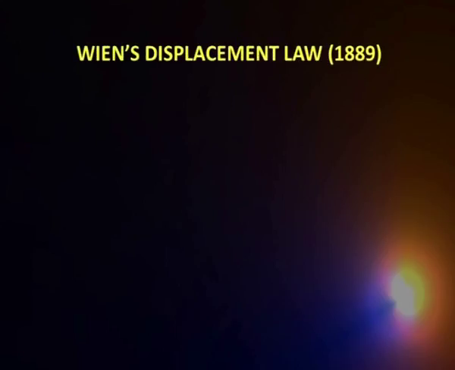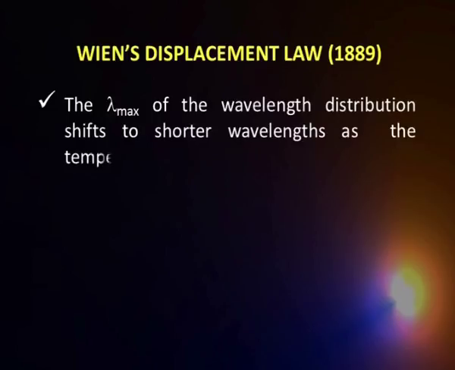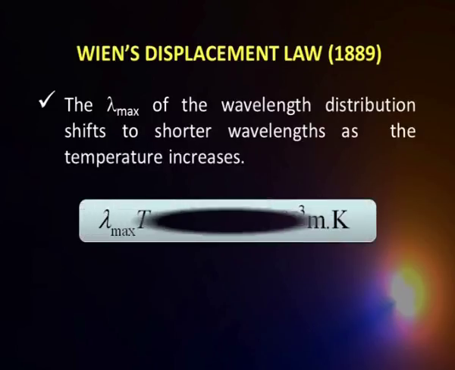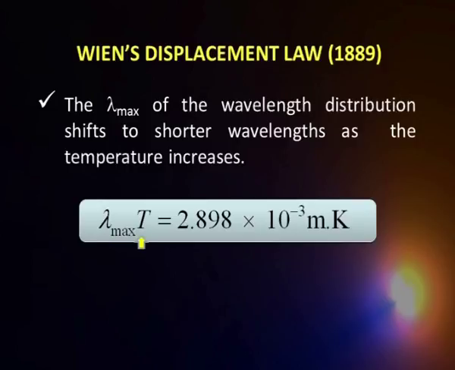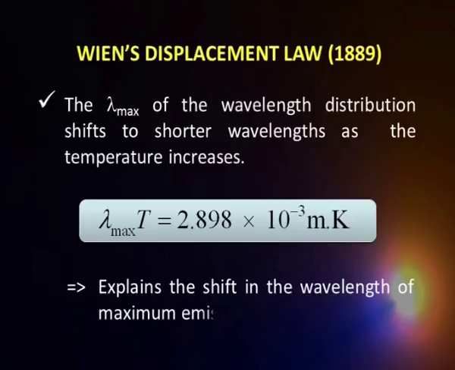The second important law is Wien's displacement law. It says the lambda max of the wavelength distribution shifts to lower wavelengths as temperature increases. That is, lambda max times T is a constant. So if T goes up, lambda max has to come down, and this explains the shift in the wavelength maximum of the emission. So the two observations are explained qualitatively: there is an increase, and there is a shift in lambda max.